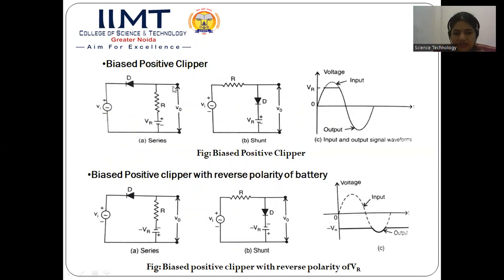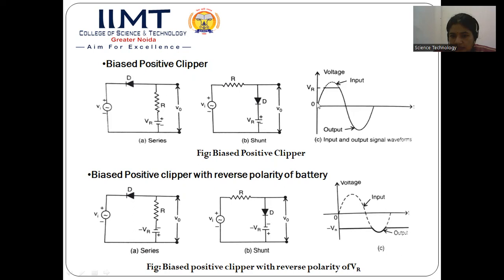We can say that the circuit is almost similar to that of the positive clipper. The only thing being added is this VR. This is a battery voltage, the additional DC voltage which has been applied, which is in series with the resistance R. Let us now see how this VR will affect the final output waveform. First of all, we will consider the series biased positive clipper. We will consider diagram A and C.